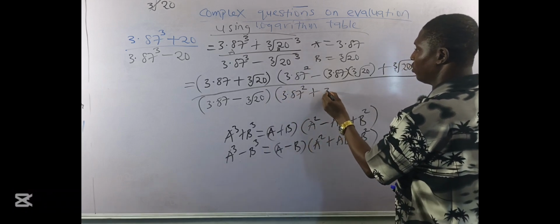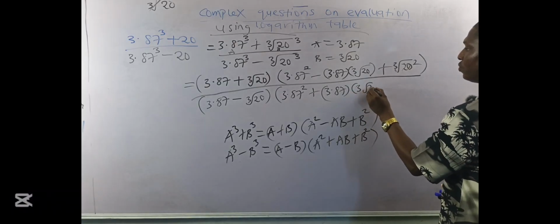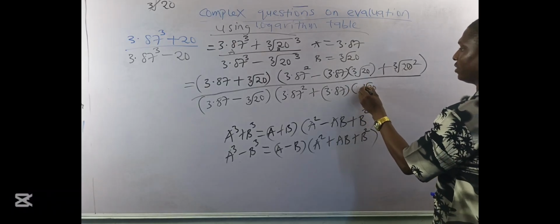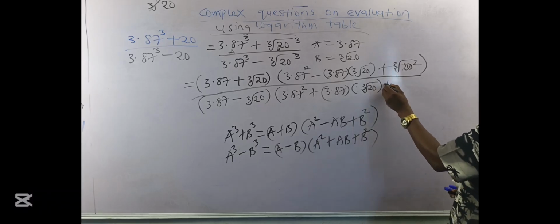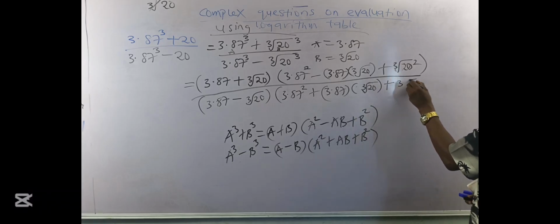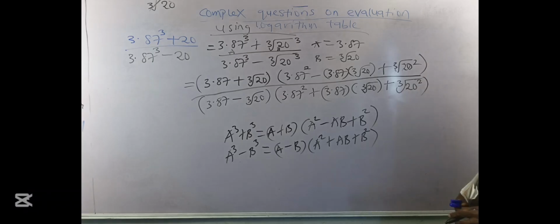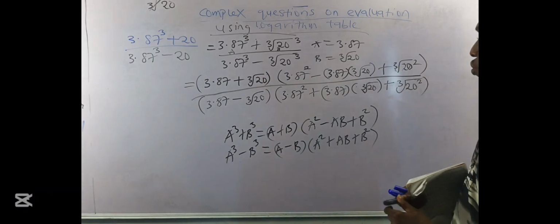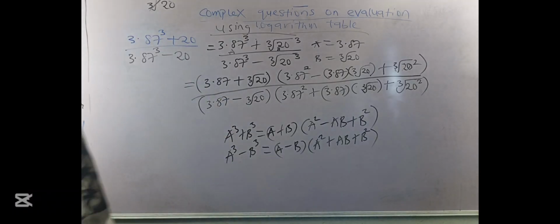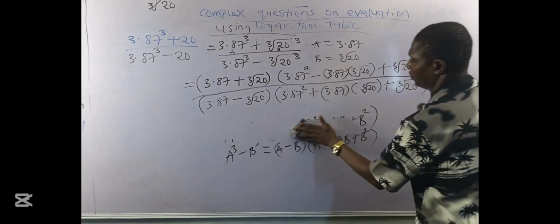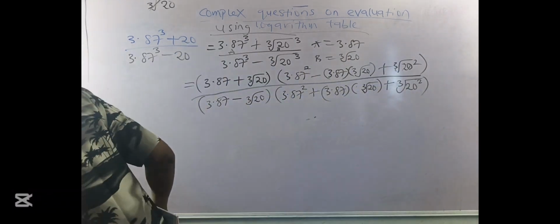3.87 squared plus 3.87 in brackets times the third root of 20, bracket, plus the third root of 20 squared. So this is it. We no longer need that expression again since we've used it. Now we'll try to resolve this.